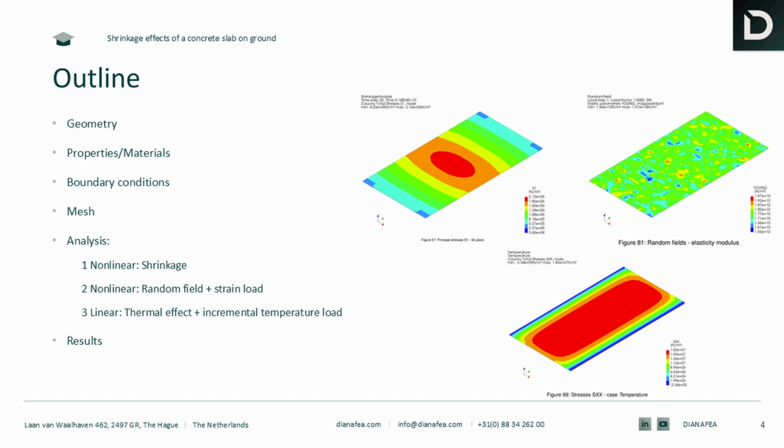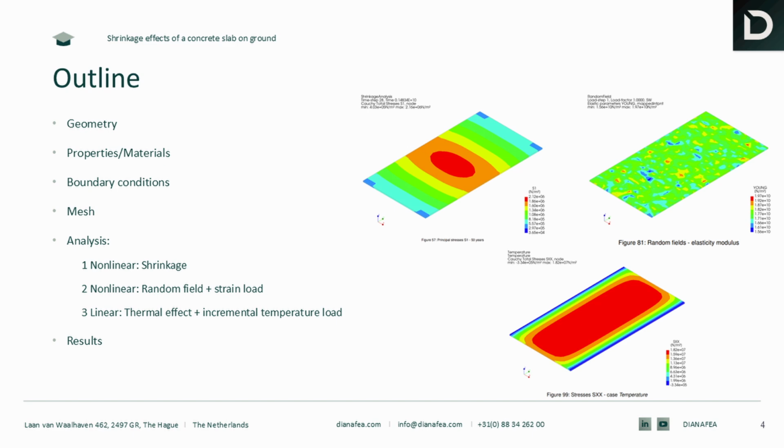So after that, we will show you the result for the first case, the nonlinear shrinkage developed over time, and then also the second case, where we will showcase what the mechanical properties of the concrete look like after you apply this random field, and also the strain load, and also the crack width development based on the strain load. And the last case, we will also show you that with the incremental temperature load, we can also see the strain and the stress developed within the concrete slab to mimic the shrinkage effect.